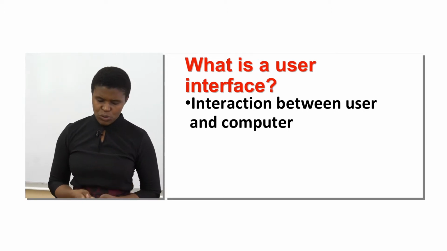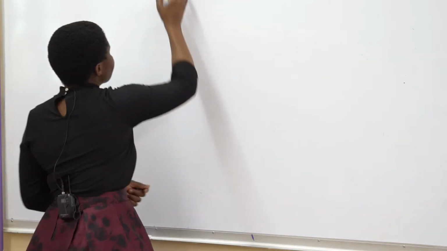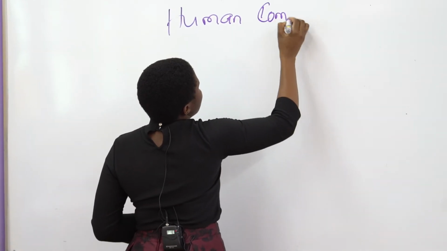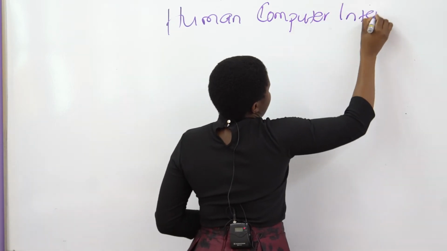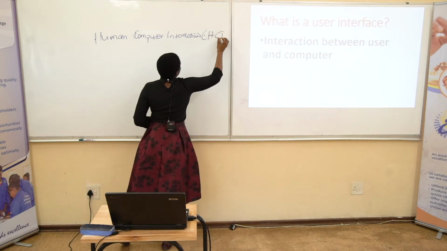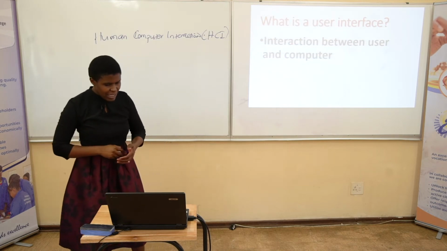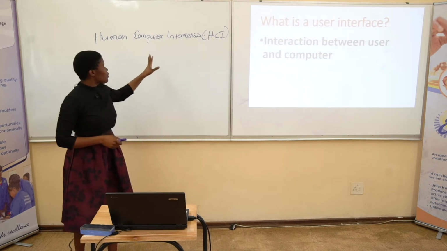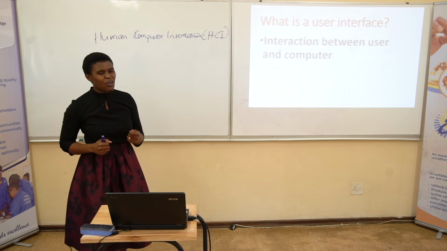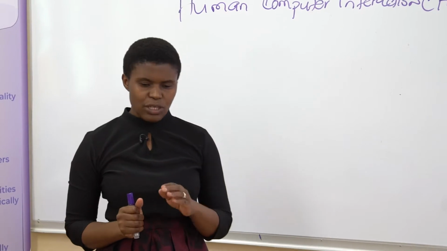There is a term that we usually use with interaction between a user and a computer, which we call human-computer interaction, abbreviated as HCI. Why am I bringing this with the interactions? Because someone doesn't understand that when we are dealing with human-computer interaction, we are talking about user interfaces. How does a person communicate with a computer? It's something to be noted as we are dealing with this.